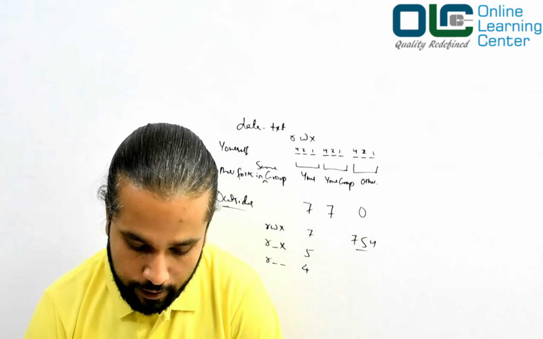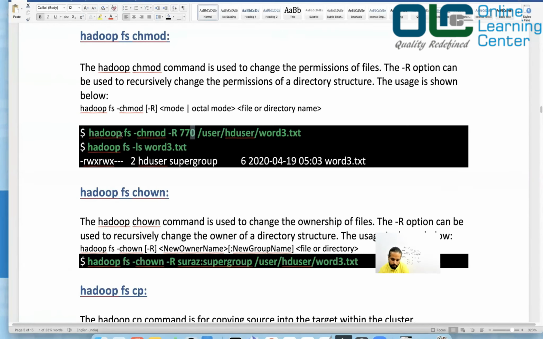Okay, so let's move on. I'll share my screen again. Now look into this. I'm saying hadoop fs -chmod -R, which means recursively start giving the same permission to all the files, folders, and all if they exist, and this is the path, right? So let's try to do this.